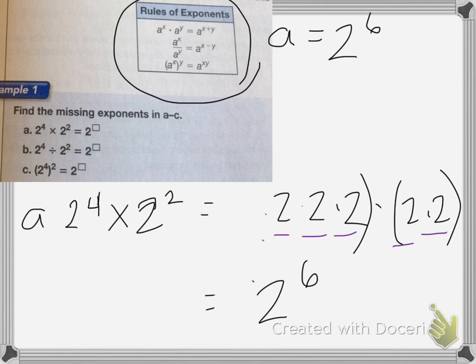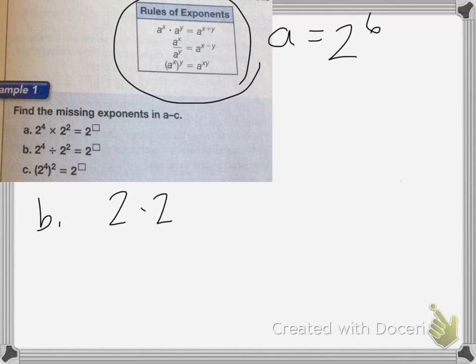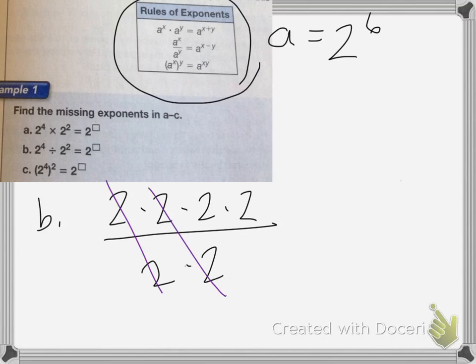Okay. For B, we have 2 to the 4th power divided by 2 to the 2nd power. So that's going to look like this. 2 times 2 times 2 times 2 divided by 2 times 2. Now remember, if I have a number on top and bottom, I can cancel. So I end up with 2 to the 2nd power.